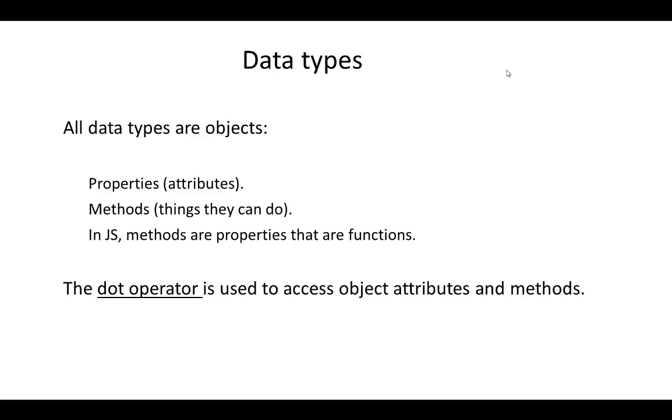As we know from last year, hopefully remember, objects are made up of properties, attributes, and methods: things that we can do to the object, things the object can do. And in JavaScript, methods are properties of an object that are defined as functions. We'll meet functions later on. We're not going to learn a great deal about how to make objects, but we need to know how to manipulate them and use object methods and properties. So all data types are objects. In fact, just about everything in JavaScript is an object of some kind. And as it says here, the dot operator is used to access object attributes and methods. Now we'll see that in an example.